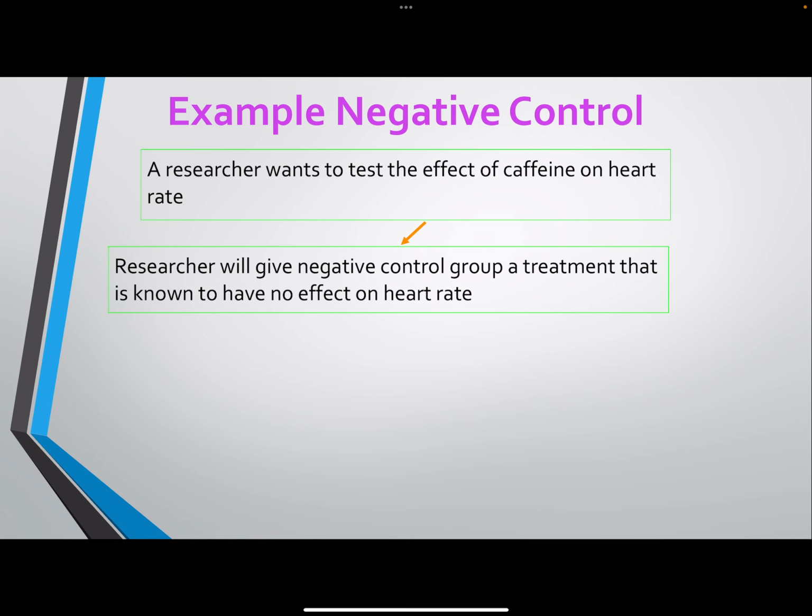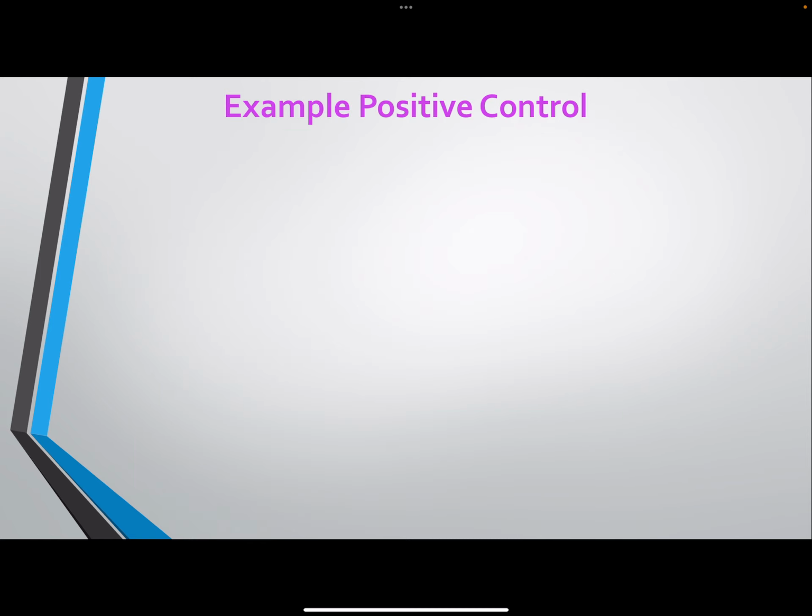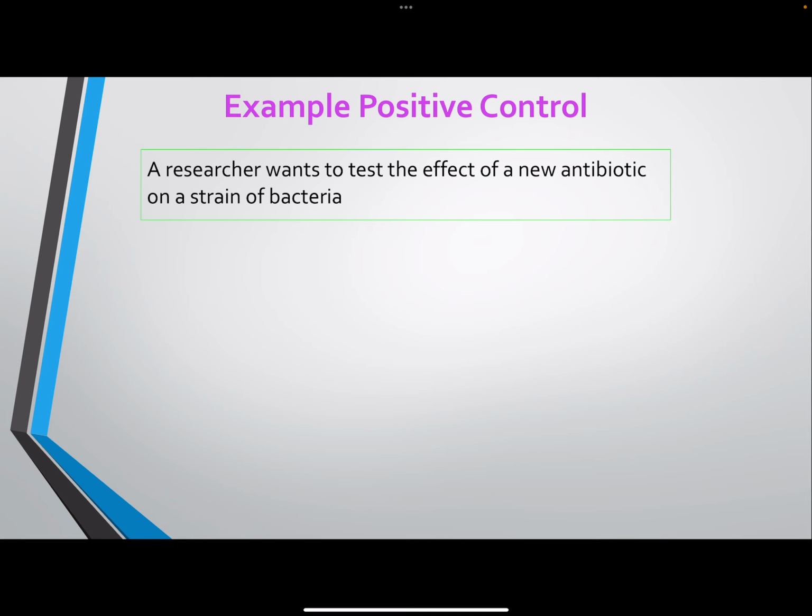This ensures that the experimental setup can produce a known effect, and provides a reference point for what the known effect is like. For a negative control, a researcher wants to test the effect of caffeine on heart rate. For your negative control, you're going to give it something that has no effect on heart rate. An example would be water. If the water affects the heart rate in the negative control group, then there must be another variable affecting the heart rate, or the water is contaminated, because water doesn't affect heart rate.